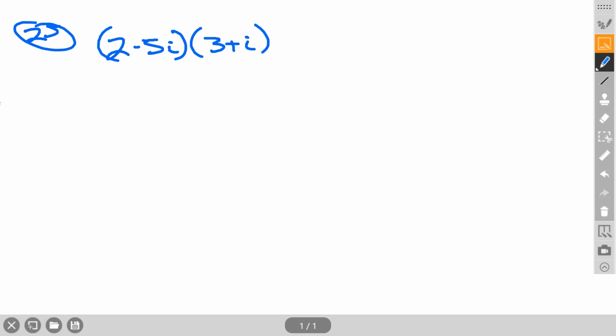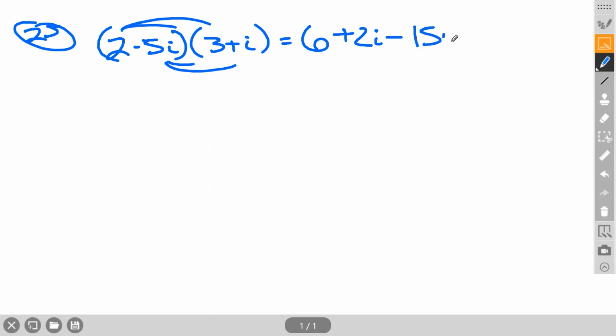So let's distribute here. 2 times 3 is 6. 2 times i is 2i. Negative 5i times 3 is negative 15i, and negative 5i times i is negative 5i squared. But i squared is just negative 1, so this becomes plus 5. So we combine the real and the imaginary parts, so 6 plus 5 is 11, and 2i minus 15i is negative 13i.